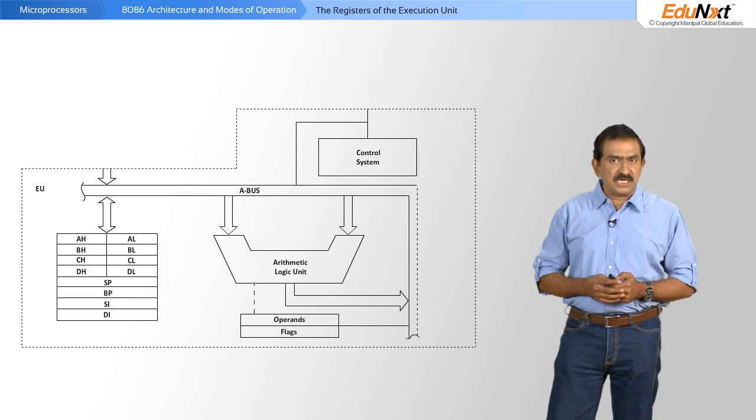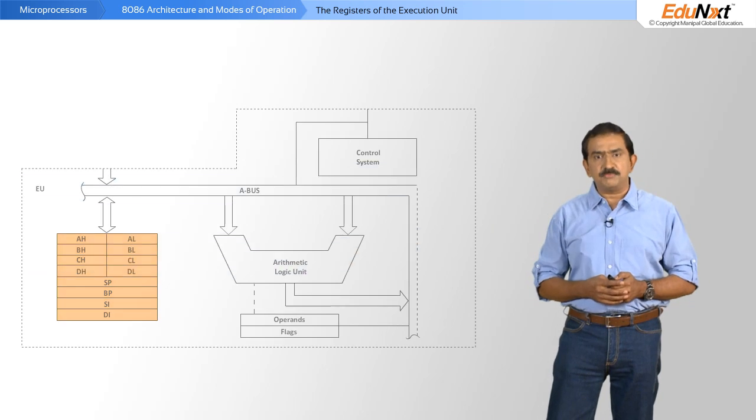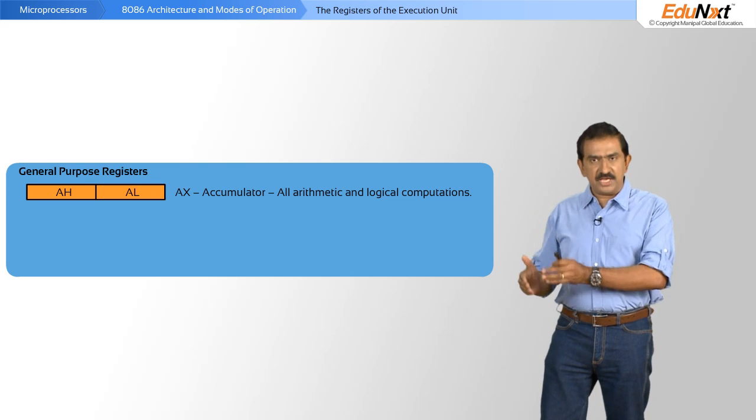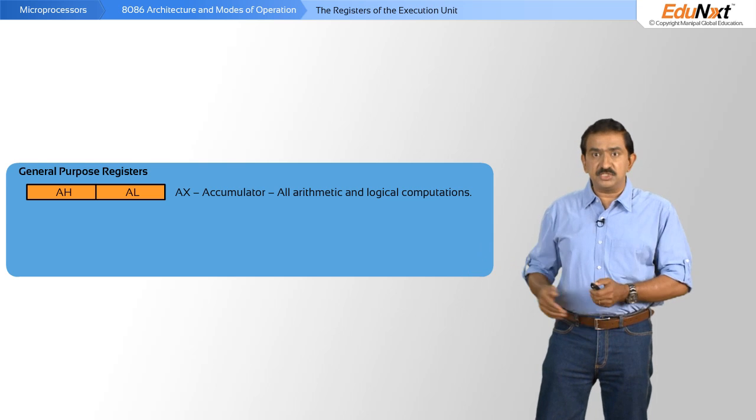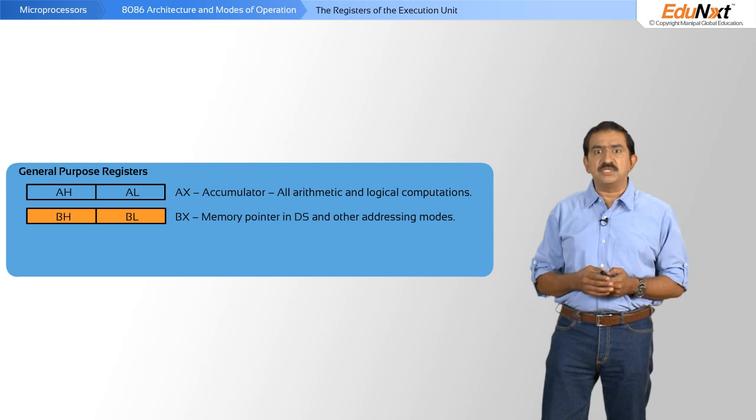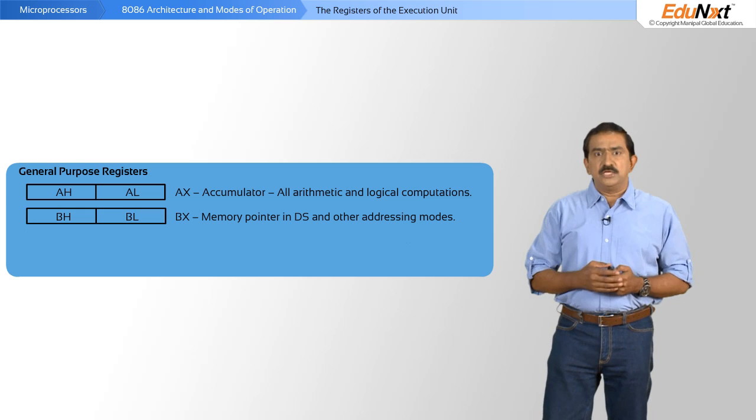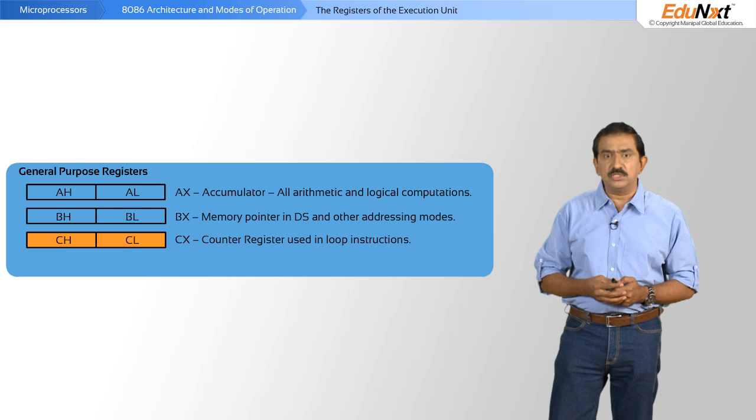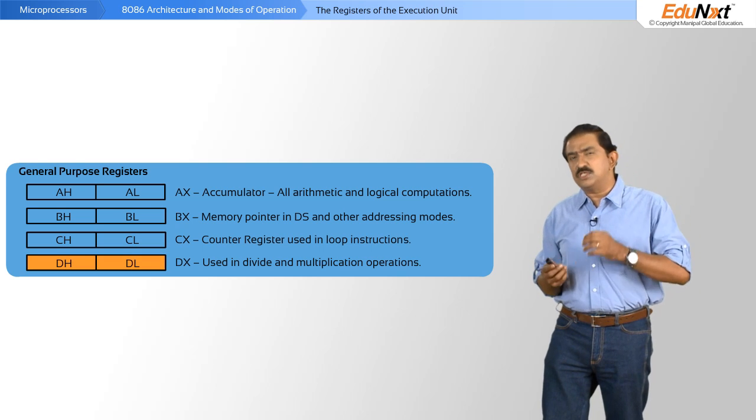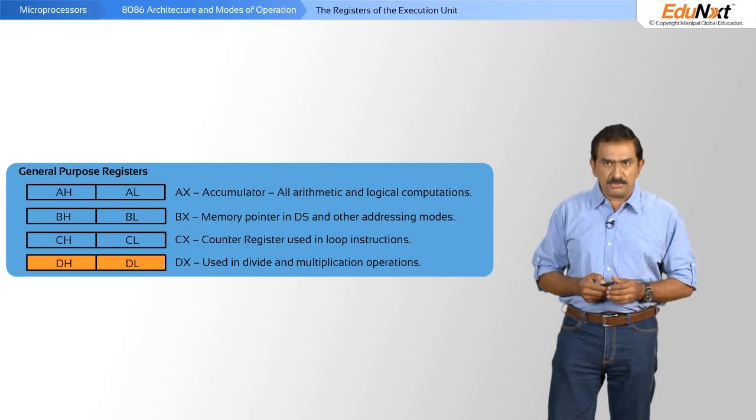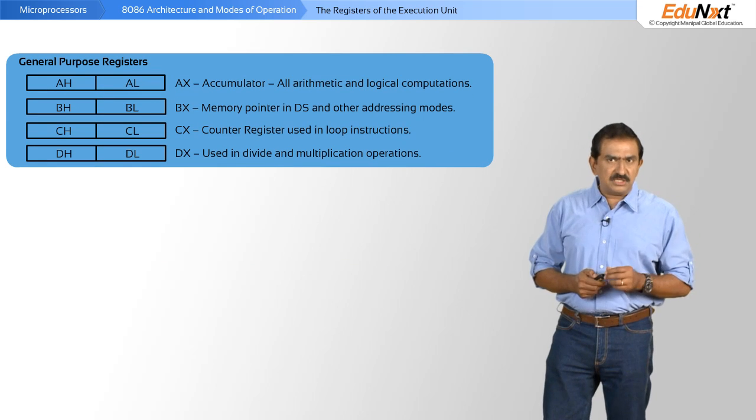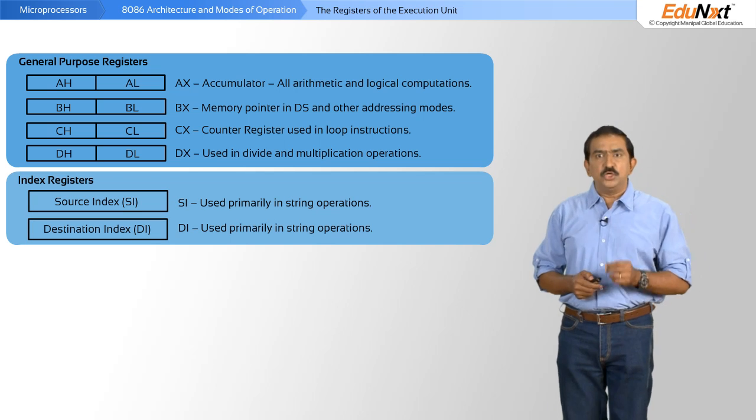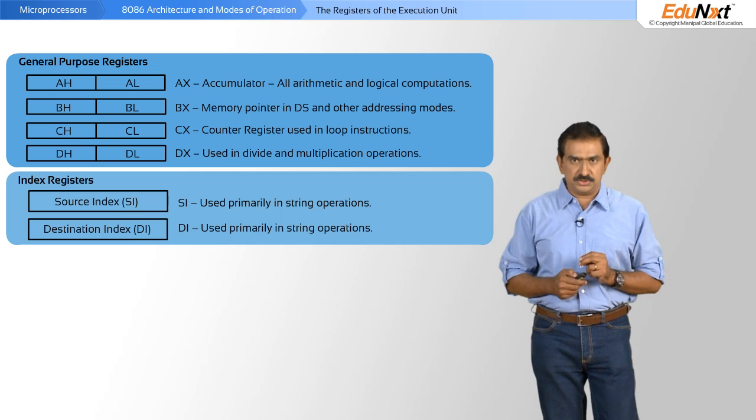The execution unit consists, as I said, of a bunch of general purpose registers. The AX register is the accumulator, and remember, the AX is the sum of AL and AH, each of which is an 8-bit register. And then you have the BX register, which is the memory pointer into the data segment. You have the CX register, which is a counter register, and as we go along you will understand the use of this counter register. You then have the DX register, which is used specifically for divide and multiplication operations. You then have 2 special registers called the index registers, which are the source index register and the destination index register, used specifically for string operations.